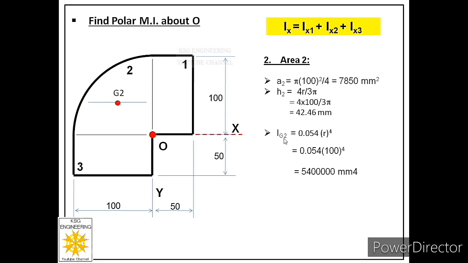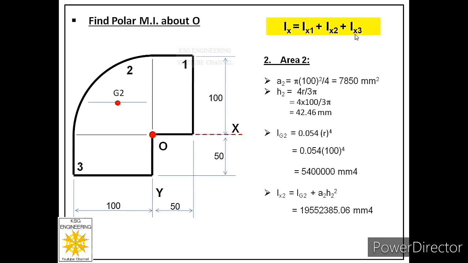Now we know once we get these three values, we can apply parallel axis theorem to find area moment of inertia of area 2 about x-axis, that is Ix2. So formula will become Ix2 is equal to Ig2 plus A2 H2 square. So put the values of Ig2, A2, H2, we will get Ix2. Now we are done with Ix2.